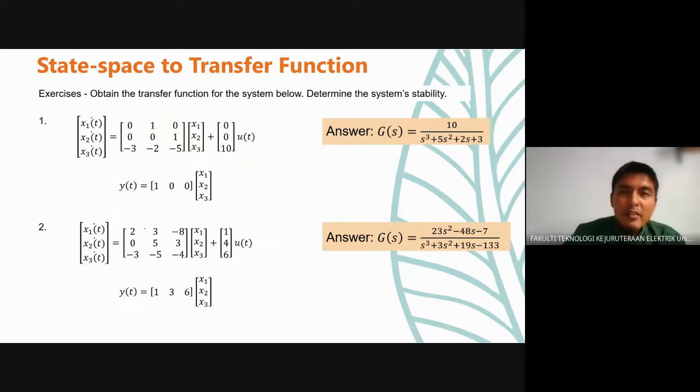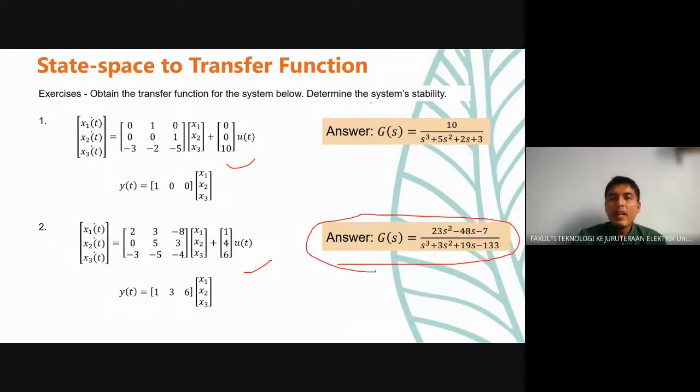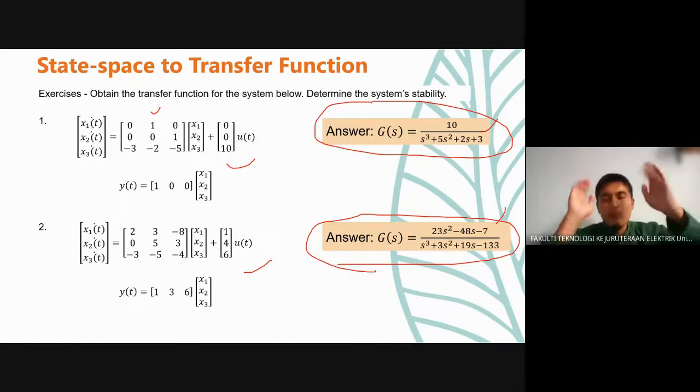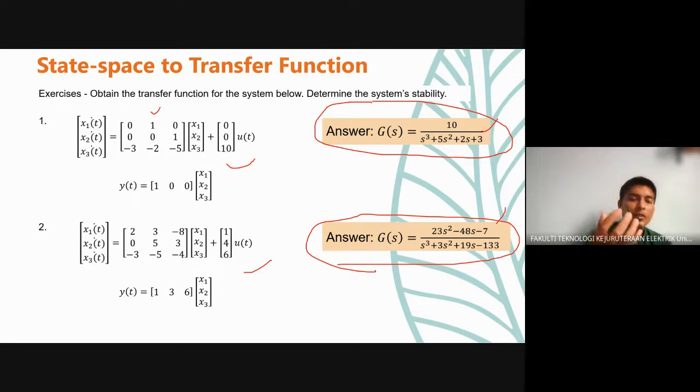So there are two exercises you can do: exercise 1, exercise 2, and then this is the answer. Please try to solve the questions and obtain the similar answers they provided. In control engineering, what I would like to mention again is that you need to practice a lot. You can solve this question using the long way, just putting everything in the formula, or you can use the shortcut way that I just mentioned before.